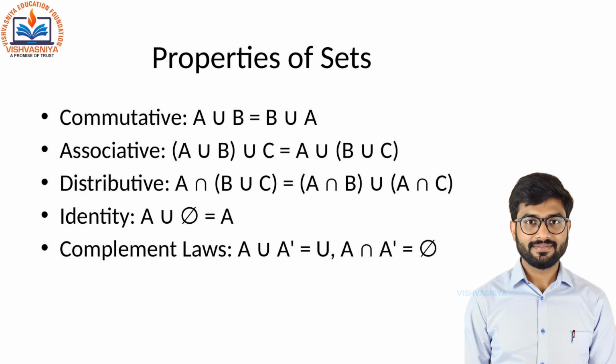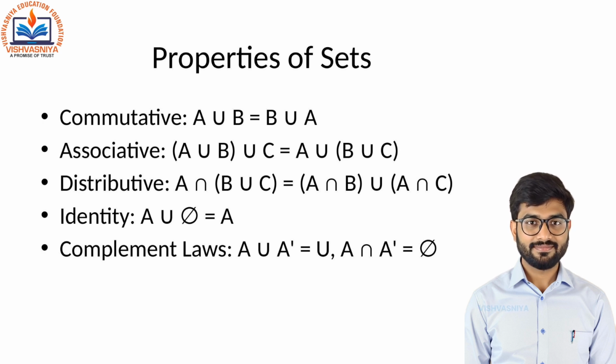Associative property. This tells us that grouping doesn't affect the result when we combine three sets. For union, (A ∪ B) ∪ C is the same as A ∪ (B ∪ C). For intersection, (A ∩ B) ∩ C is the same as A ∩ (B ∩ C).